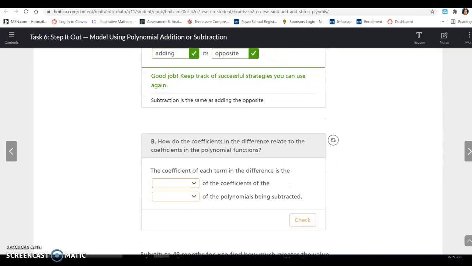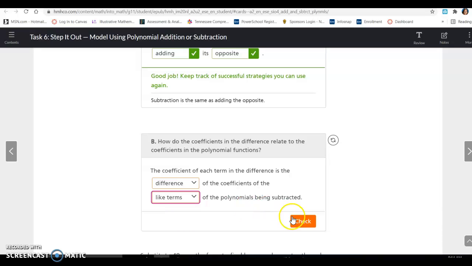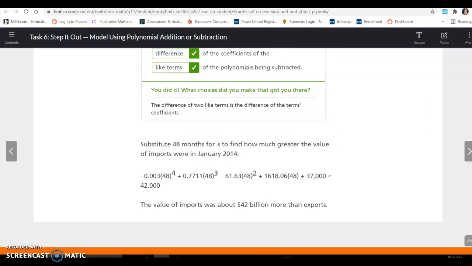How do the coefficients in the difference relate to the coefficients in the polynomial functions? The coefficient of each term in the difference is the difference of the coefficients of like terms of the polynomials being subtracted.